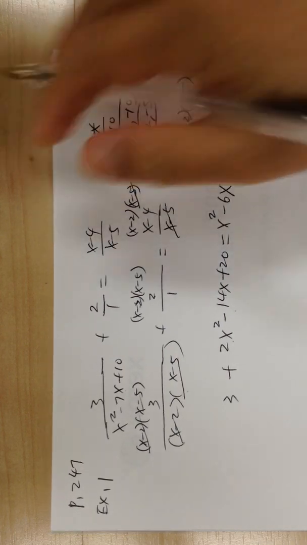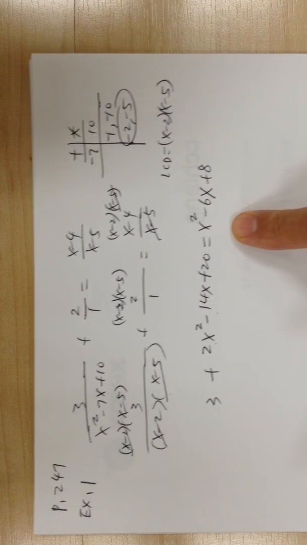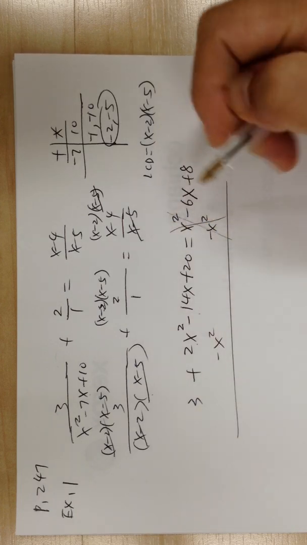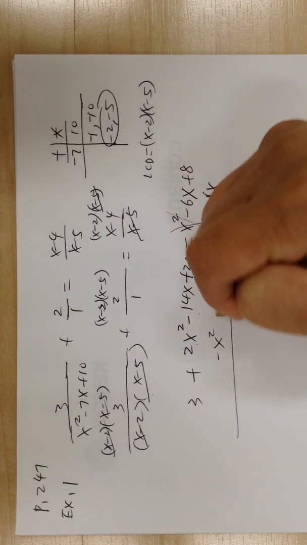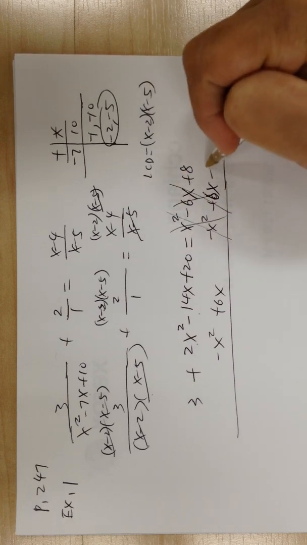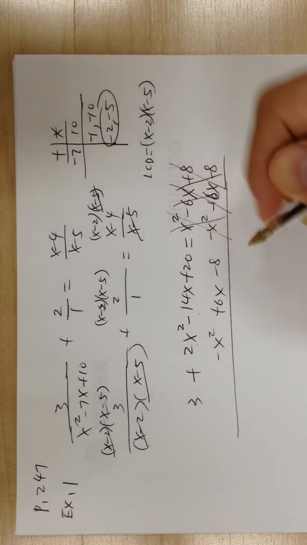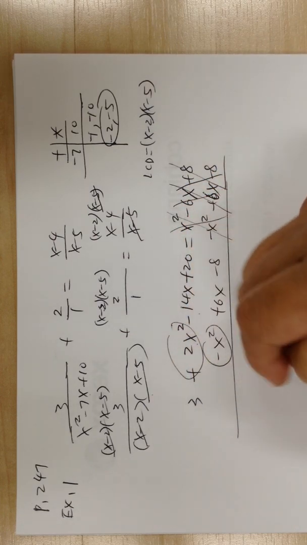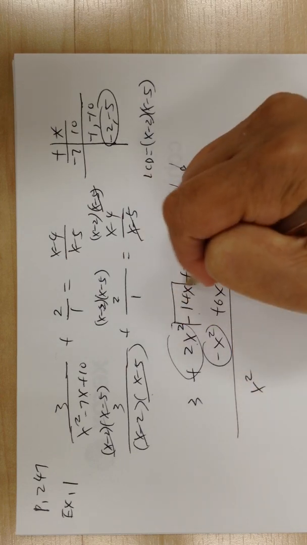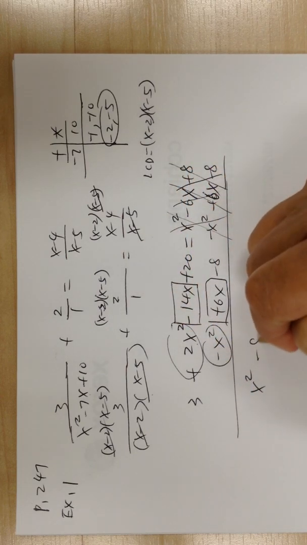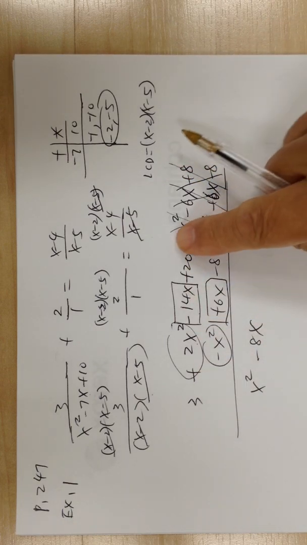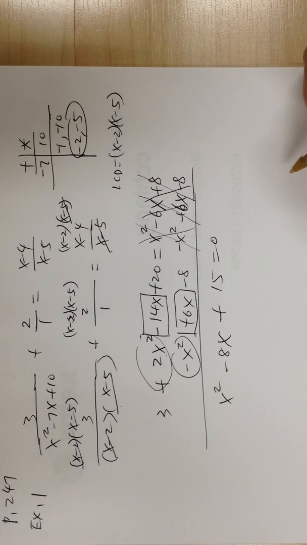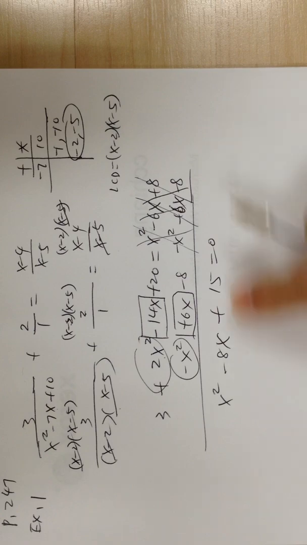Your next step: since they are squares, you need to make it equal to 0 so you can do the factoring. So minus x squared on both sides, so this will be gone. Plus 6x, plus 6x, so this will be gone. Minus 8, minus 8. Let's combine the like terms. This one will give me x squared, and this one would be minus 8x. And then the leftover numbers, 12 plus 3 will give me 15. Once we make it equal to 0, we can do the factoring.